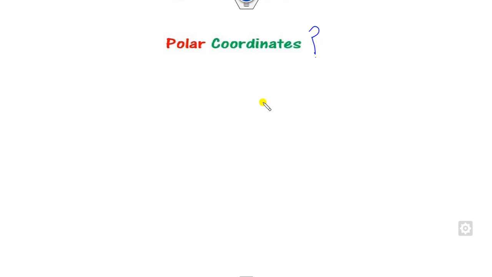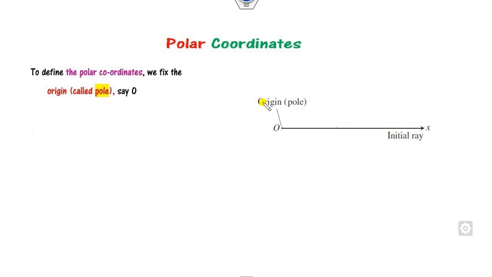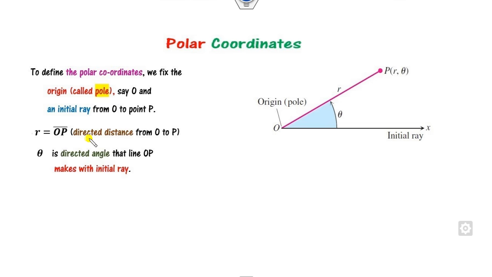How can you define that? It's very simple. You just consider one axis. The origin is called the pole, and this initial axis, the x-axis, is called the initial ray. If you consider any point in this space and consider OP, then with the initial ray from here, the distance between O and P is denoted by r, and is called the directed distance.